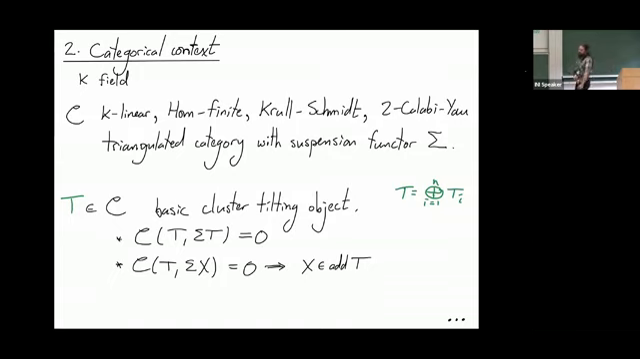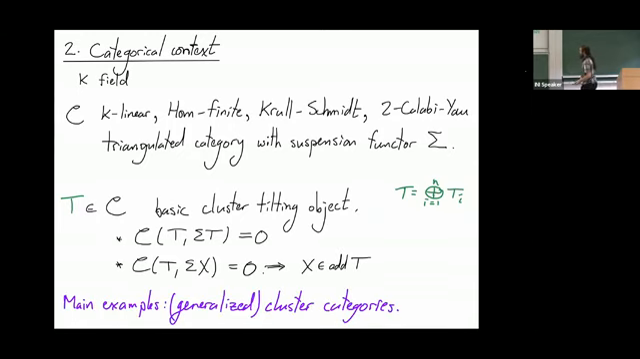So that's the categorical context. I have a triangulated 2-Calabi-Yau category with a cluster tilting object. The main example I have in mind is cluster categories or generalized cluster categories, but everything I say works in this apparently more general setting.